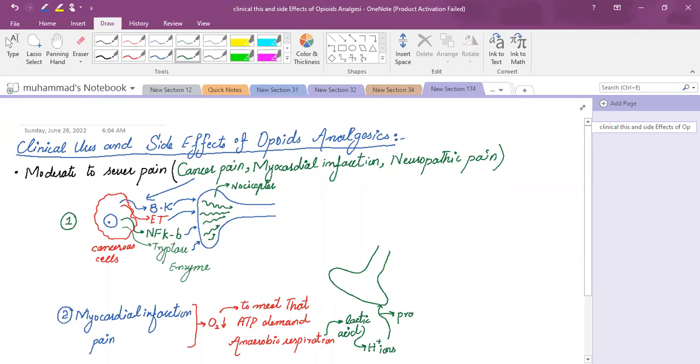The proton receptors, those are ligand gated ion channels, respond to the increase in hydrogen ions formed by the lactic acid. So in this way, an action potential is generated, and that leads to the myocardial infarction pain.